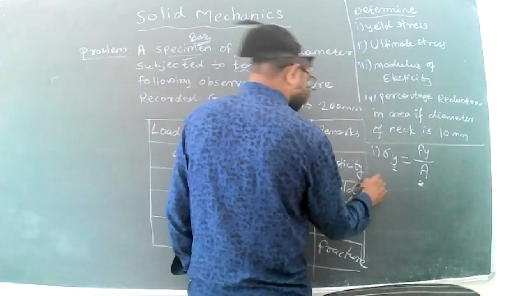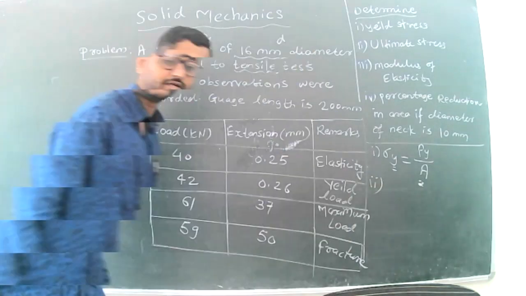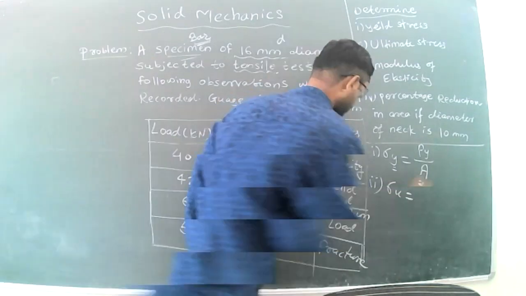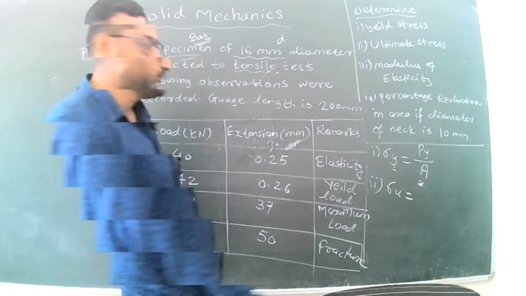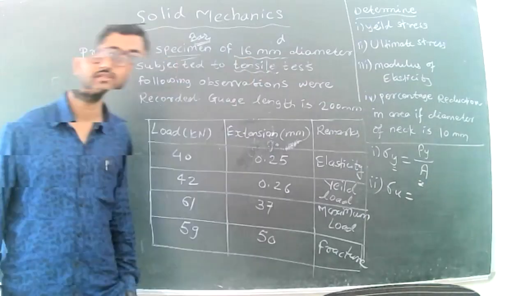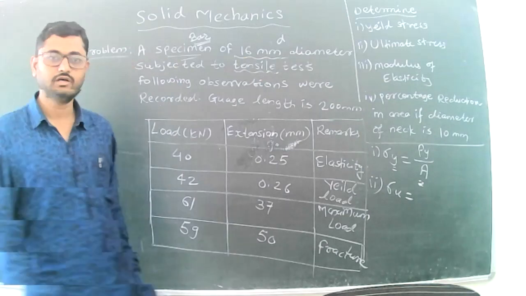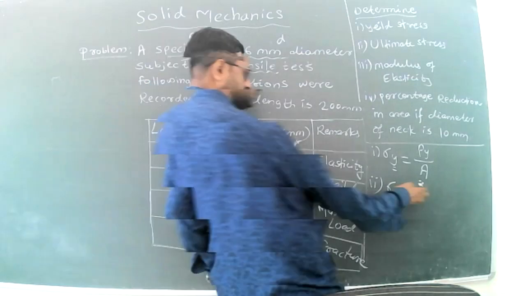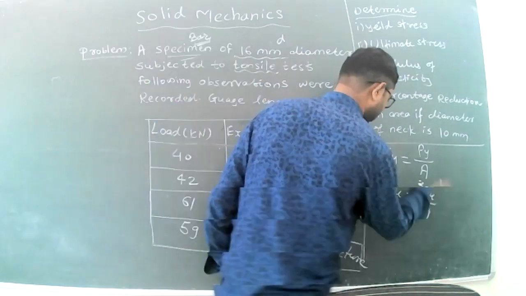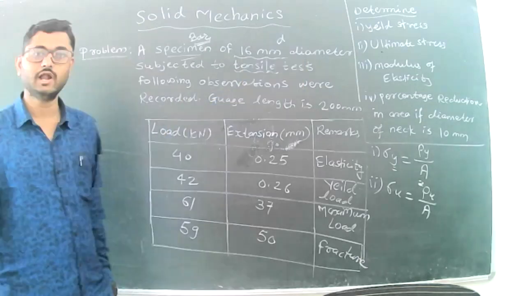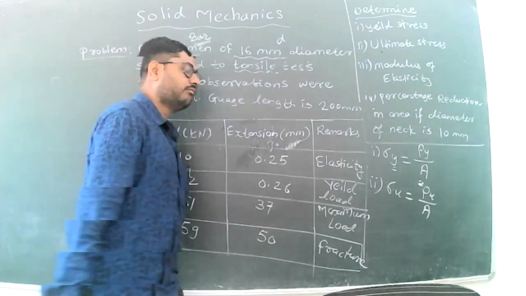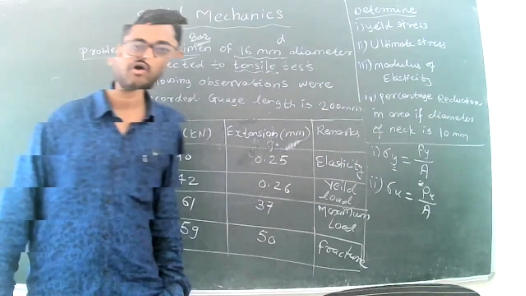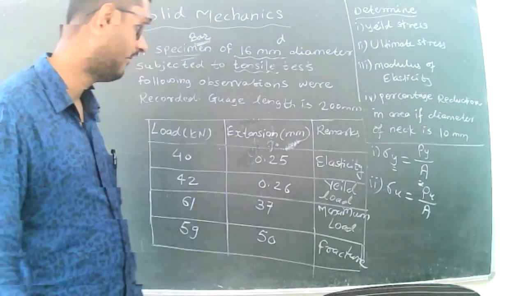Then the second unknown is ultimate stress, sigma u. Again, stress is load upon area. For ultimate loading, ultimate stress is equal to Pu upon area. Pu means ultimate load, also called maximum load, upon the area of cross section, that is pi by 4 d square.